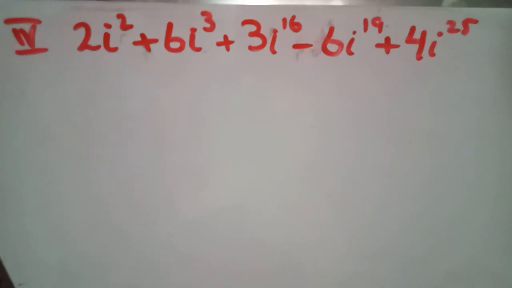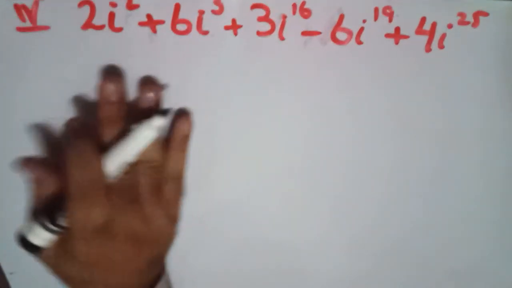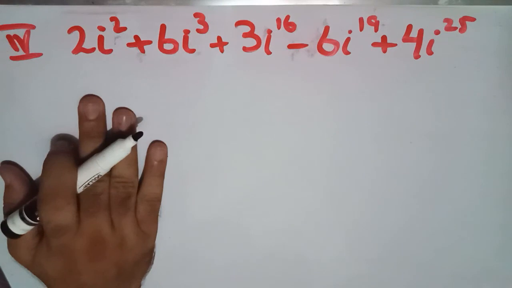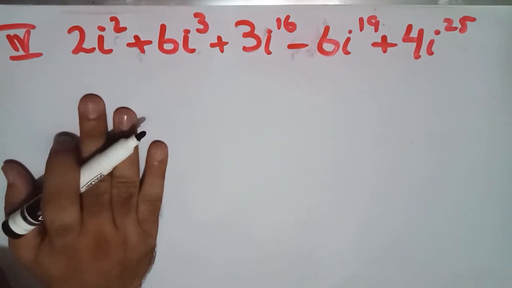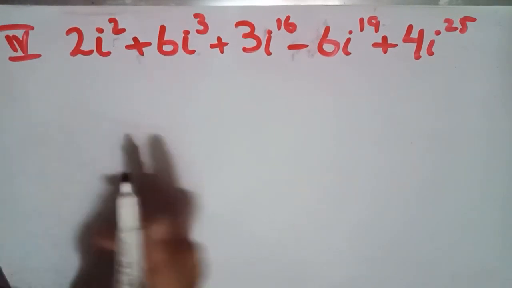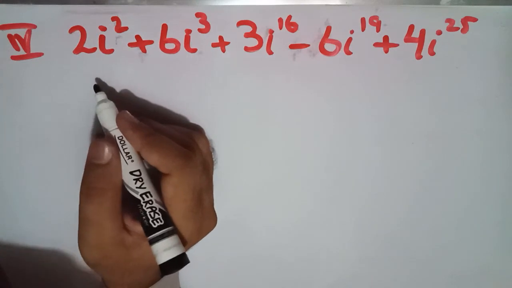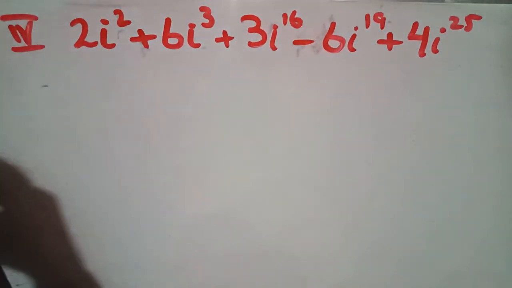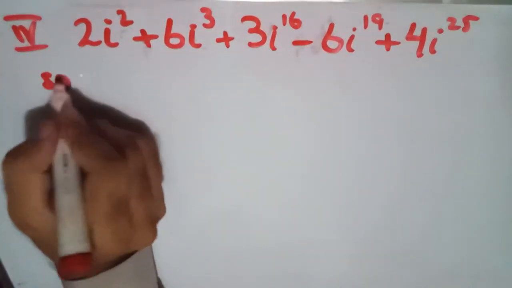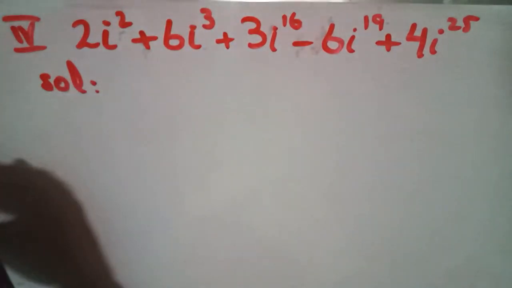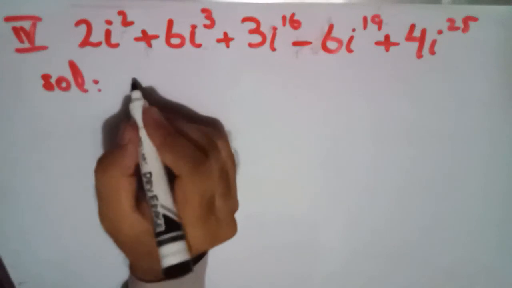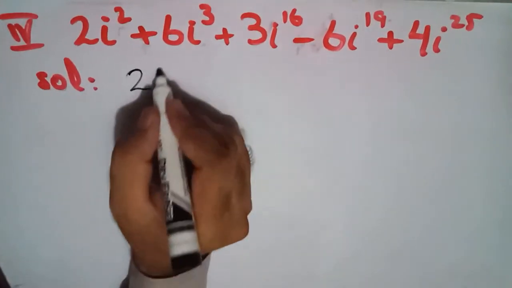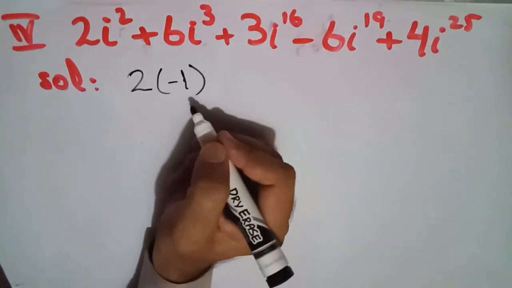In the fourth part of question number 2, we will simplify this into its simplest form, the standard form. How can we simplify it? We can simplify it by reducing the power of iota. How? So let me write the solution first. The solution is 2 iota square. I am putting the value of iota square, that is minus 1.